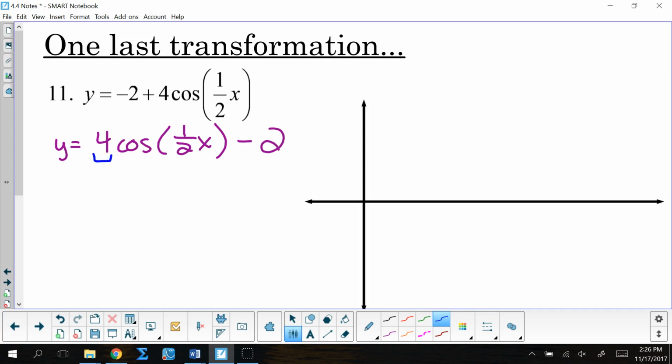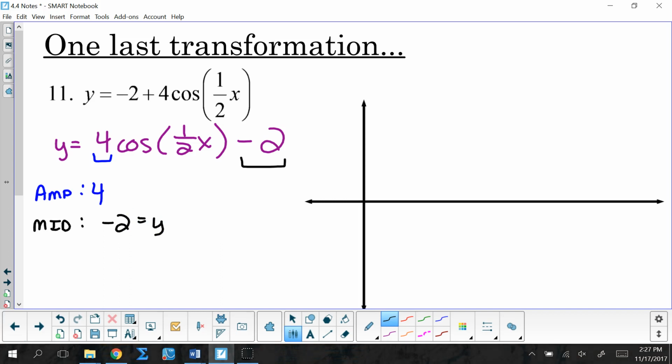amplitude is 4. But now, here we have a middle term of negative 2. So that moves my middle. Really, it goes to y equals negative 2. More than likely, you're just going to write negative 2, which is just fine.